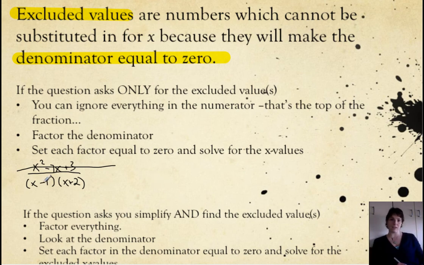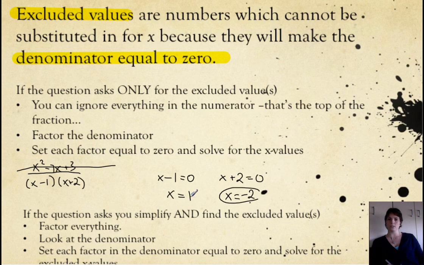x cannot be positive 1 because if I had x minus 1, if it suddenly became a 0, then the denominator is going to be 0 and that fraction is undefined. So x equal to 1 is the first excluded value. But we have a second factor in the denominator. It's x plus 2. So if we take that second factor and set it equal to 0, because that can't happen, we can't have 0 times anything give us 0. So the second excluded value, the second one that causes an undefined denominator, is x equal to negative 2. Those are our two excluded values for that particular invented problem.